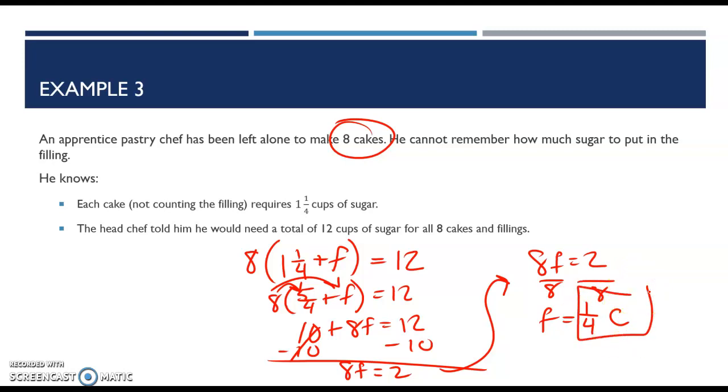And that is how we use the distributive property to solve equations, whether it be real world or just given an equation.